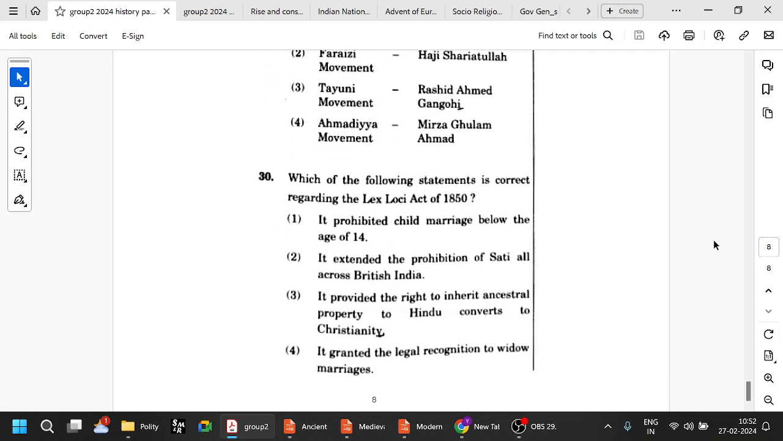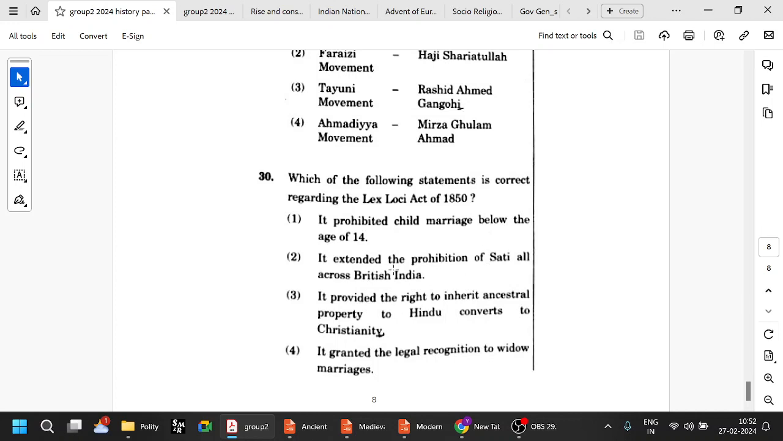So, which of the following statements is correct regarding the Lex Loci Act of 1850? Again, this is a standard bit. The Lex Loci Act is nothing but it provides a right to inherit ancestral property to those people who have converted to Christianity. So, even if you are a Hindu, you convert to Christianity, you still have the right over your property. So, this is one way to encourage the missionary activity, to encourage more people to convert to Christianity. It was in 1850. So, all these things over a period of time resulted in the revolt of 1857.